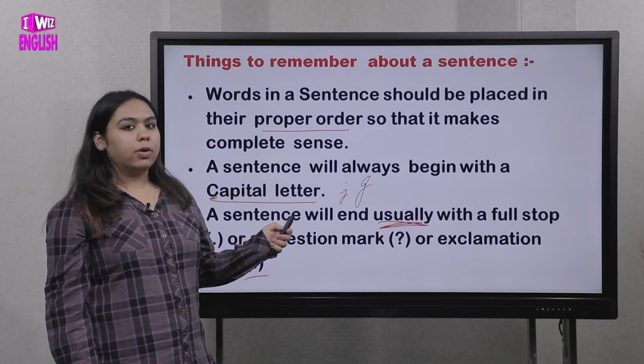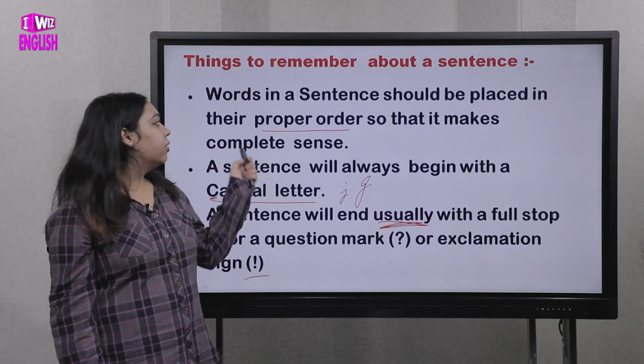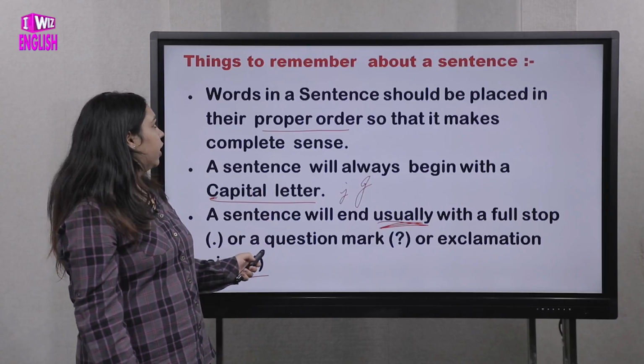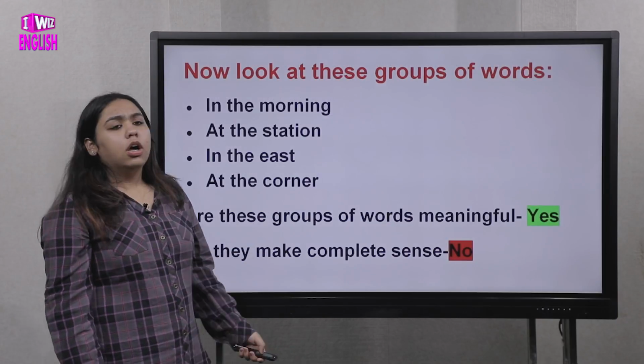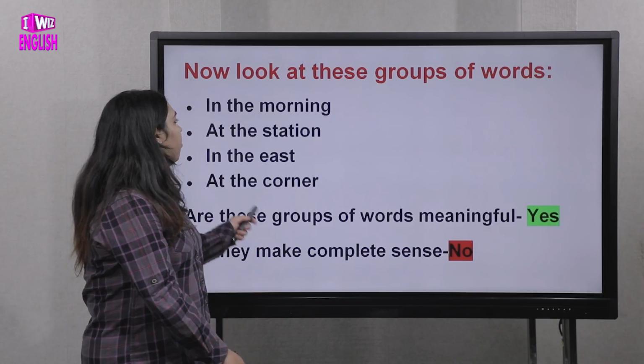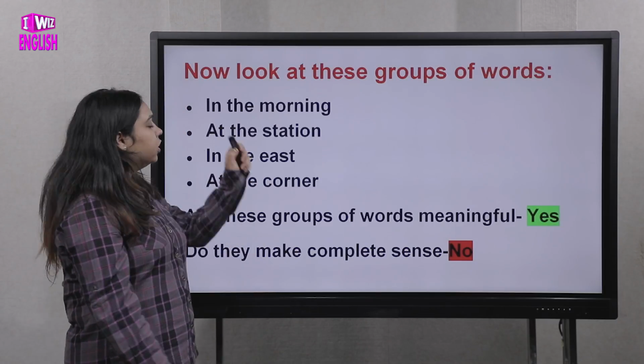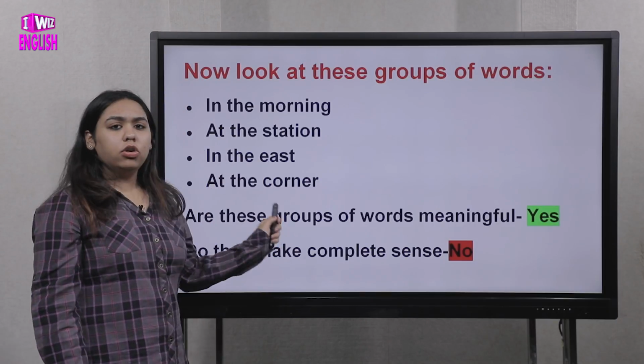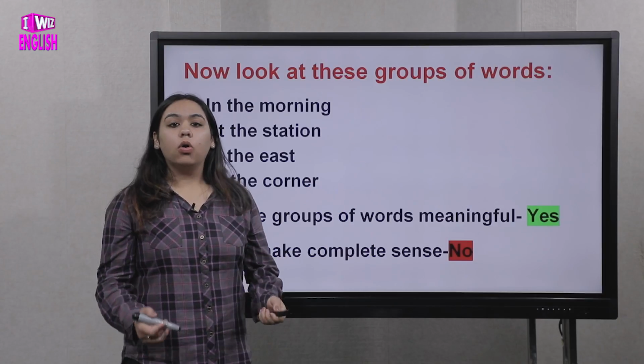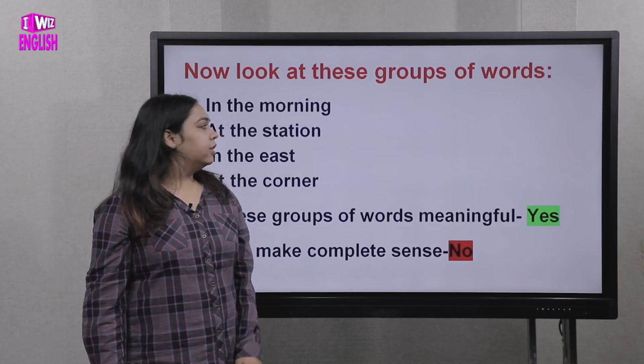These are really important when it comes to learning sentences. These are the main points. This is your basic, okay? Now moving further. Some children will say, ma'am, in the morning, at the station, in the east, at the corner. Ye bhi to words hai. These are also words. They also make sense, right?